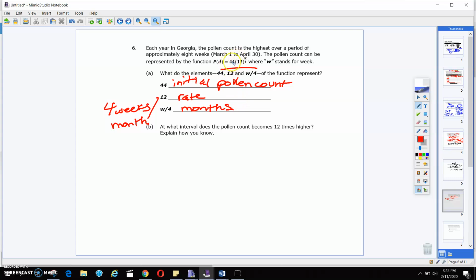So what you're going to do is take 44 and multiply by 12, and that's going to give me 528. So that's going to give me what the pollen count is on the left-hand side. You're going to set that equal to 44. And now we're going to solve. So the first thing we're going to do is divide by 44 on both sides.